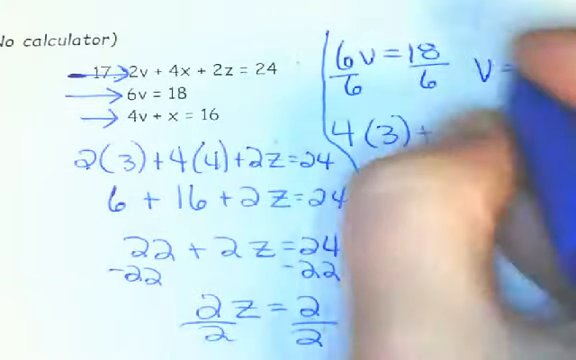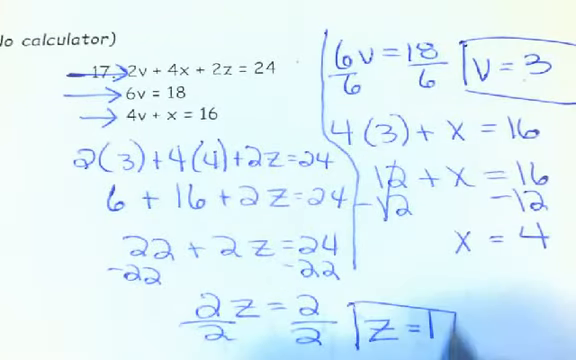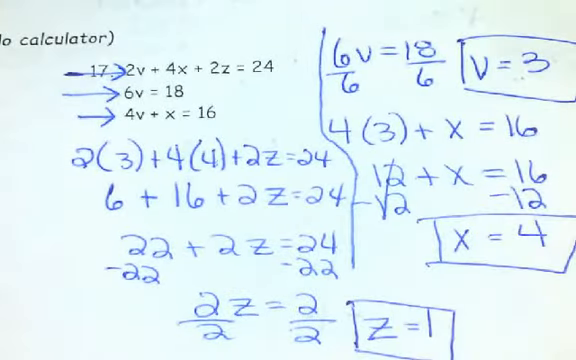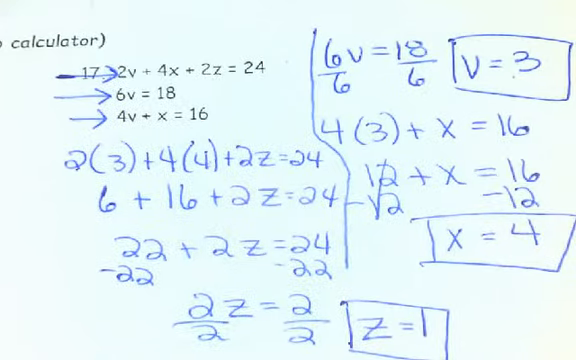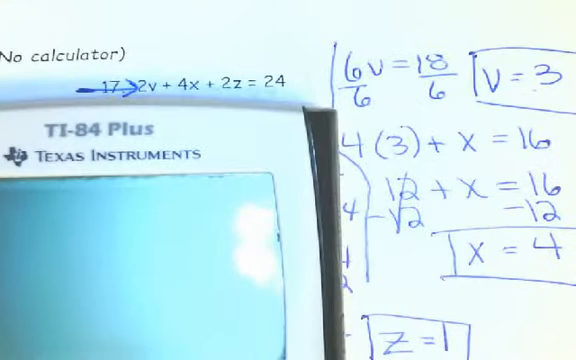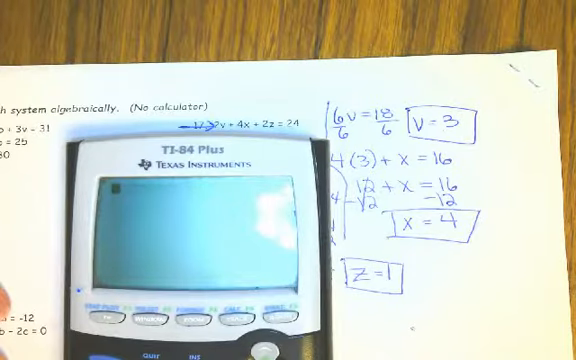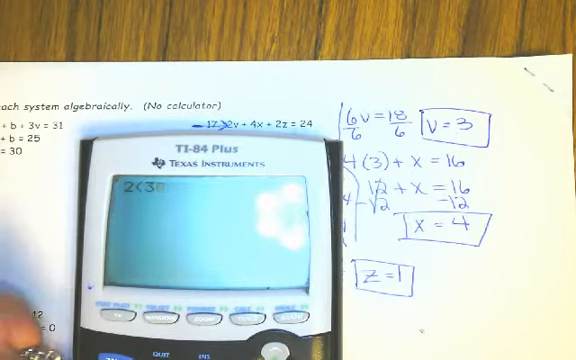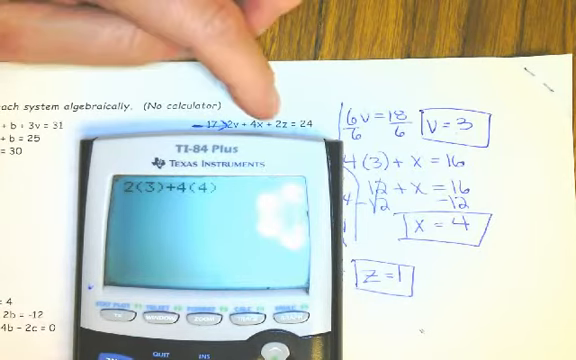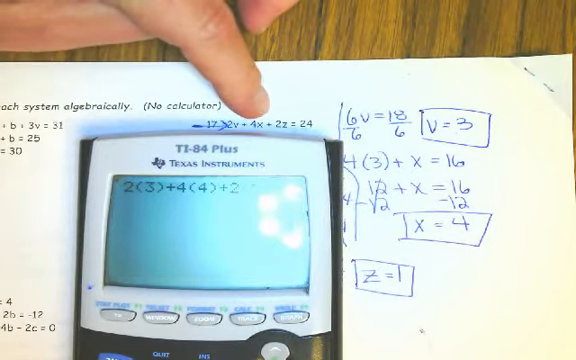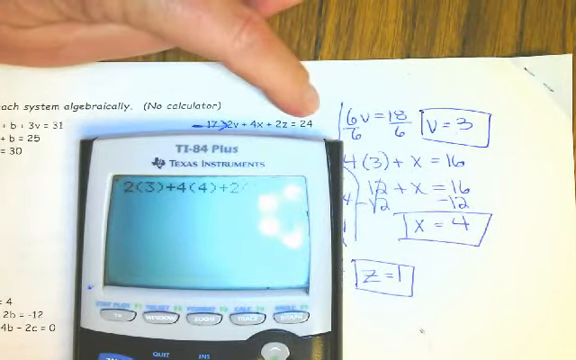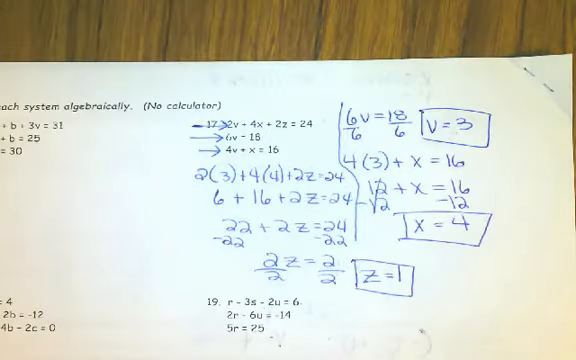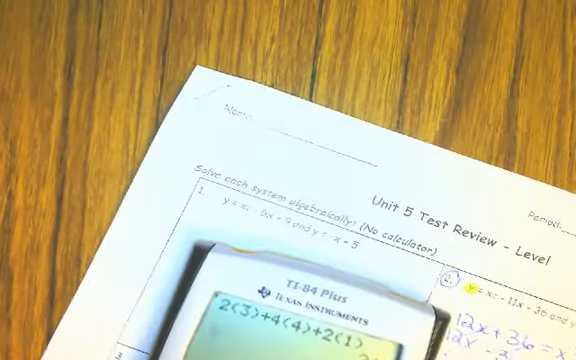All right, now I know what all my answers are, so now I'm going to plug them in because, again, you have a calculator. Check your answer. All right, so I'm going to come here. I'm going to substitute everything in. Okay, so I've got 2 times v plus 4 times 4 plus 2 times 1, and I should get 24. And I do.